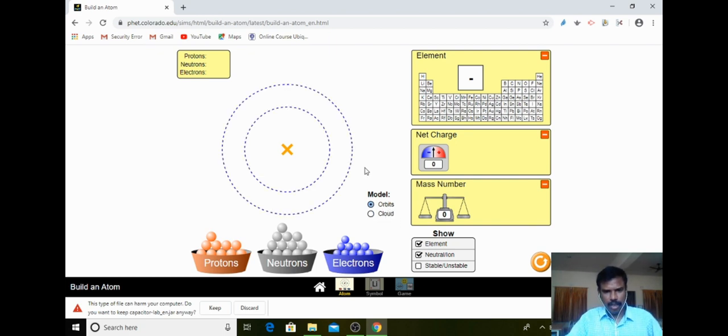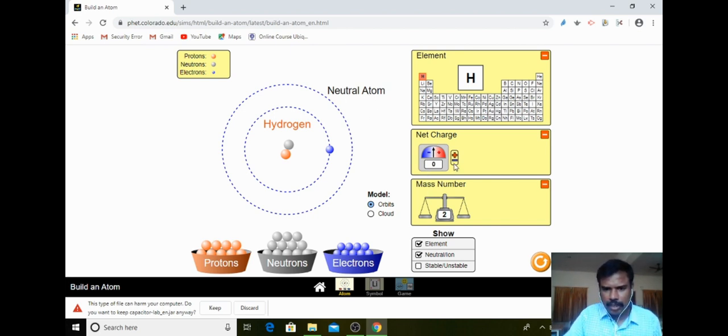So I am using orbit. For example, I am taking a neutron 1 and proton 1. What does it mean? It is hydrogen, a plus ion, and here plus 1 is there, and the mass number is 2.